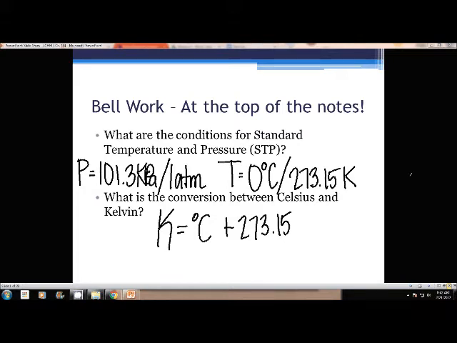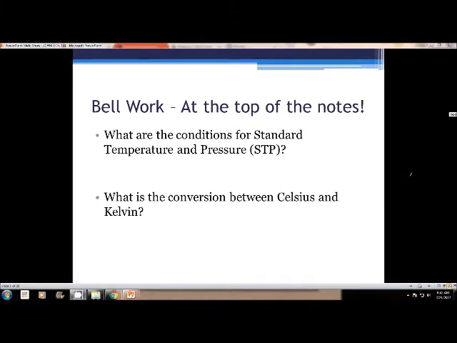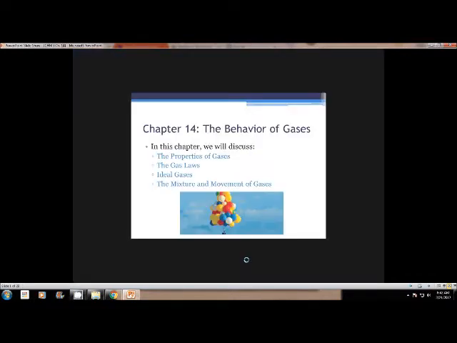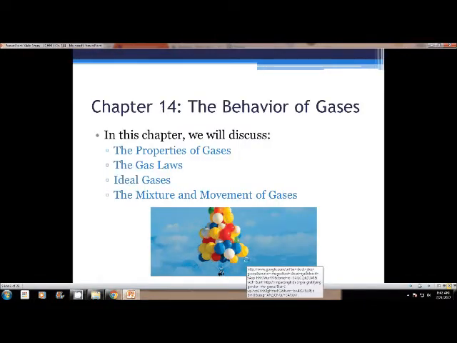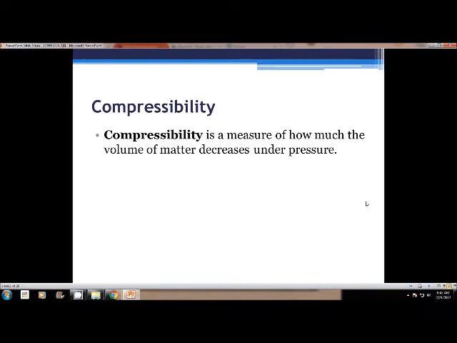Okay? Here we go. This chapter is all about gases. So we're going to talk about the properties of gases, some gas laws, what an ideal gas is, and how gases move. It's a lot of rhyming this chapter, by the way. So the first vocabulary word of our 4 vocabulary words that are on the vocab on its learning is compressibility, which is a measure of how much the volume of matter decreases under pressure.